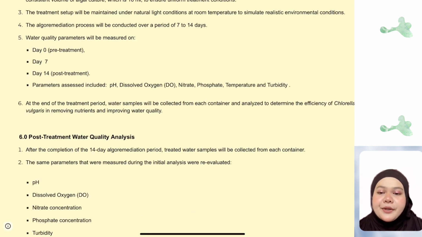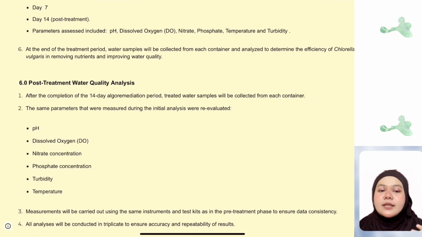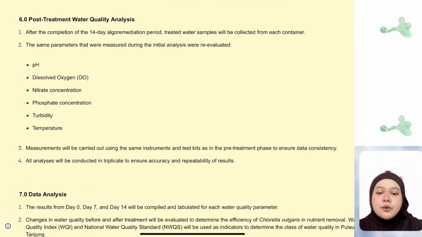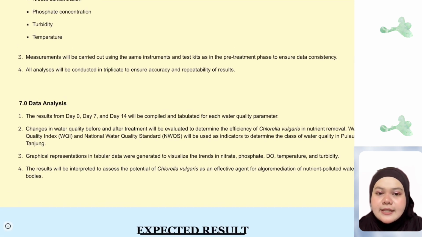At the end of the treatment period, water samples will be collected from each container and analyzed to determine the efficiency of Chlorella vulgaris in removing nutrients and improving water quality. After the completion of the 14-day algoremediation period, treated water samples will be collected from each container. The same parameters that were measured during the initial analysis were re-evaluated. The last one, for data analysis: the results from day 0, day 7, and day 14 will be compiled and tabulated for each water quality parameter. Changes in water quality before and after treatment will be evaluated to determine the efficiency of Chlorella vulgaris in nutrient removal.